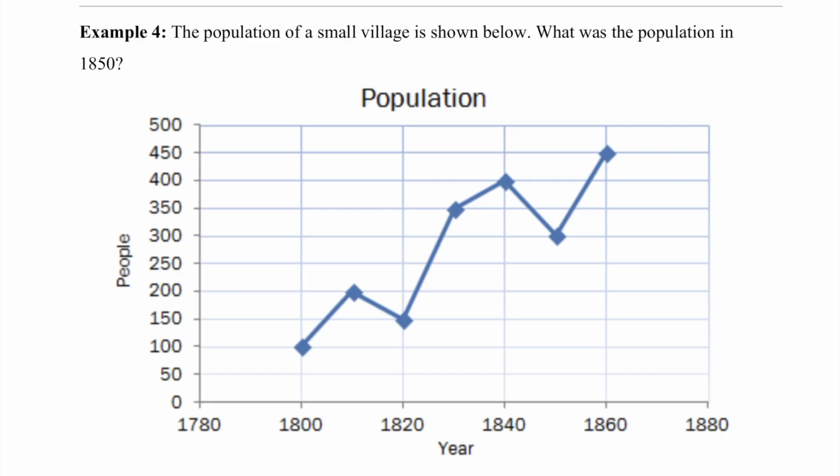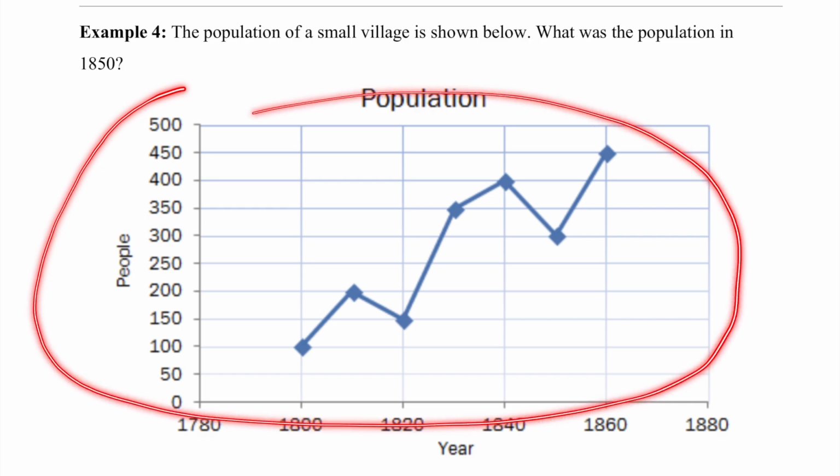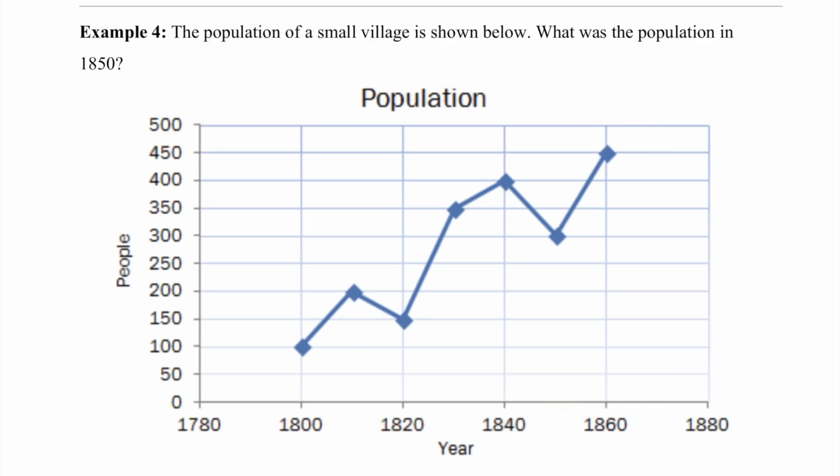Example 4. This graph displays the population of a small village over time. The question asks, what was the population in 1850? The horizontal axis represents the year. The vertical axis represents the number of people in that small village.